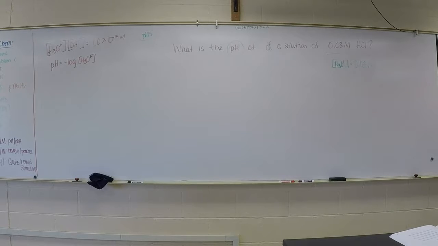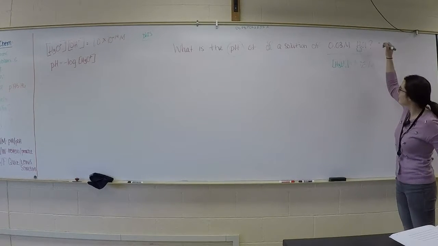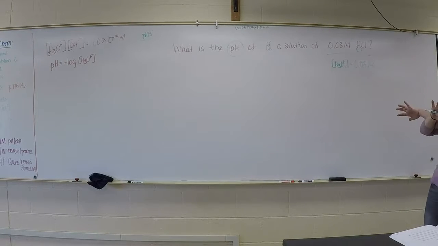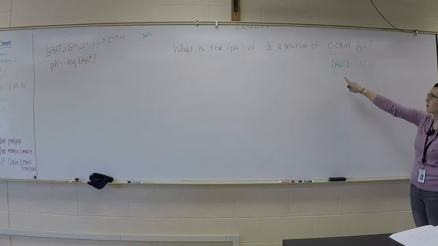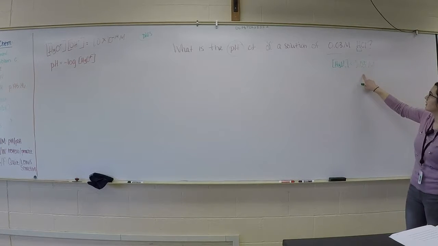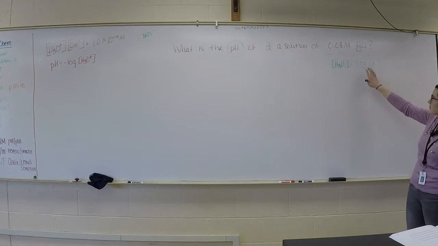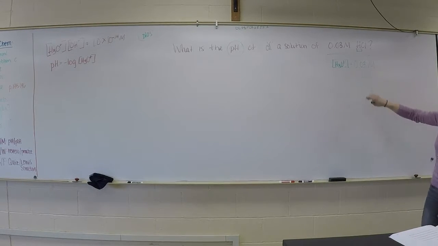What is the pH of a solution of 0.03 molar? So since there's only one H, it will just break apart into one H plus, forming one hydronium. So that's why we can keep the same molarity. If there were two hydrogens, two H pluses, we would multiply this number by 2.